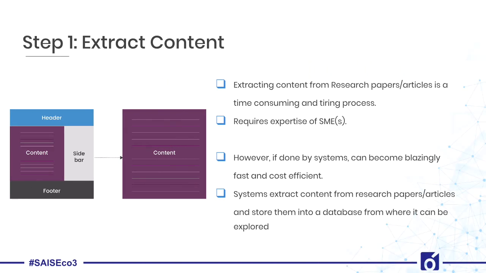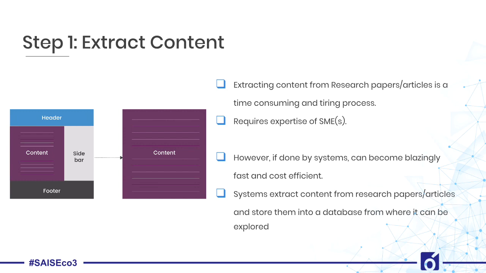So let's begin with step one, which is extracting the content. Extracting content from research papers or articles is a time-consuming and tiring process if done manually, because it requires the expertise of SMEs. SMEs are subject matter experts. For example, if we want to extract the important information from a paper on a manufacturing process for the automotive industry, then we would need the help of metallurgists and some other experts as well. So extracting information requires the expertise of these subject matter experts.